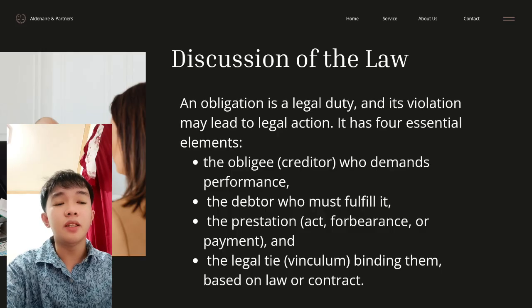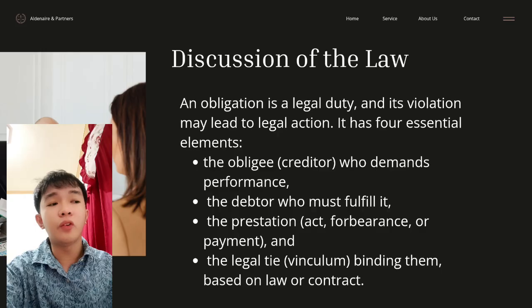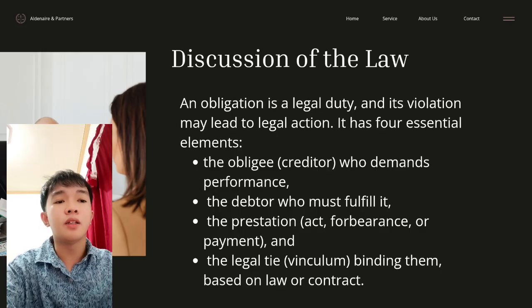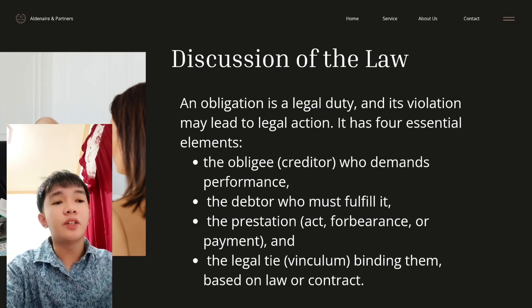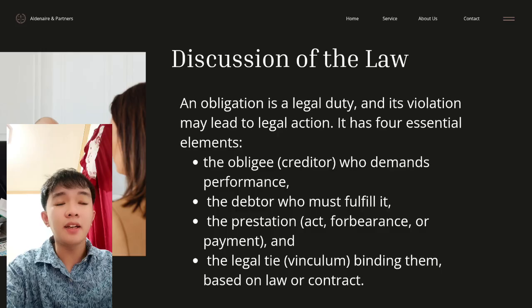Second, we have the debtor. This is the person or entity who is responsible for fulfilling the obligation. They are the party who must take action, pay, or refrain from doing something depending on the terms of the obligation. Third, we have the prestation. This refers to the actual act, payment, or forbearance, refraining from an action, that the debtor must provide. It is the what of the obligation, the thing that the debtor must do or provide.